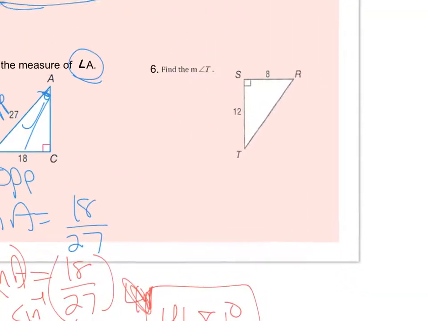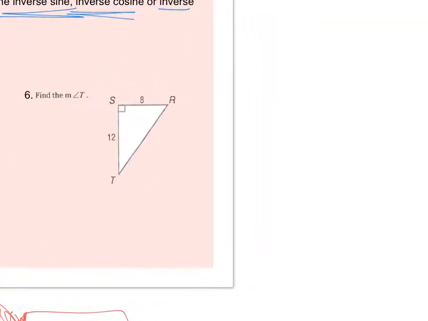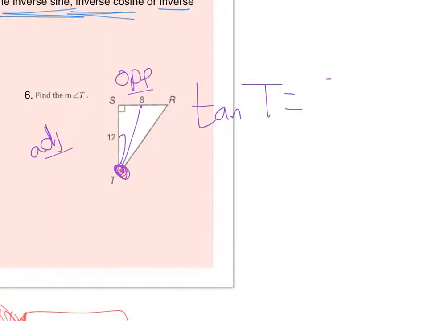So for number 6, figure out the measure of angle T. So angle T is right here. Switch colors. Angle T is right here. I got boom, I got boom. So that's opposite. This is going to be adjacent. So that's opposite adjacent. That means it's tangent. So the tangent of T is going to be equal to 8 over 12.